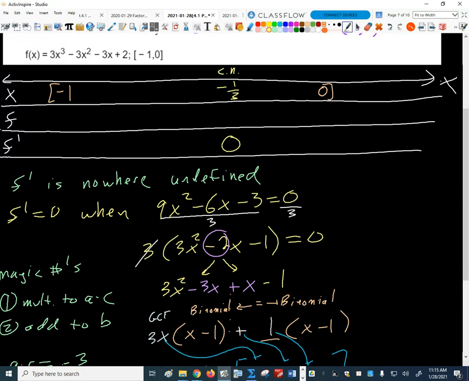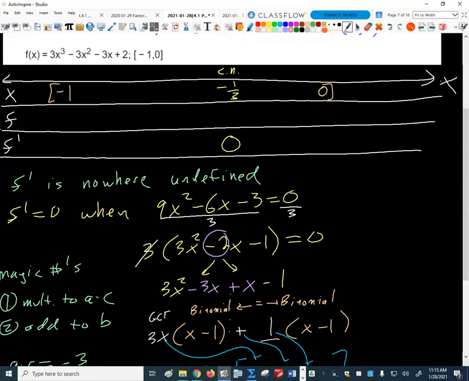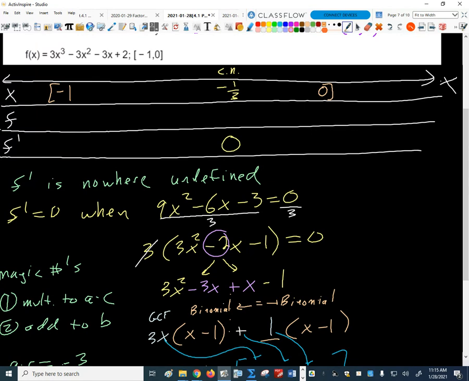Okay, now all we have to do to find the absolute extrema on our interval is just evaluate our function at both of the endpoints and our single interior critical number. So we're just going to plug those back into the function. Well, what do I get? If I plug negative 1 into my original function, I'm going to get negative 3 minus 3 plus 3 plus 2. So what is that, negative 1? I think that worked out to be.